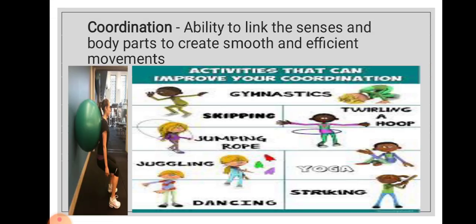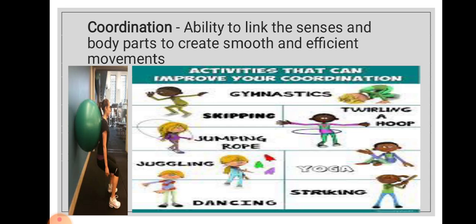Next, coordination, ability to link the senses and body parts to create smooth and efficient movements. So here are some of the example of activities that you can do to improve your coordination. Okay, the jumping rope, the juggling, and especially the dancing because you have to memorize the steps as you perform a dance. So that is coordination.